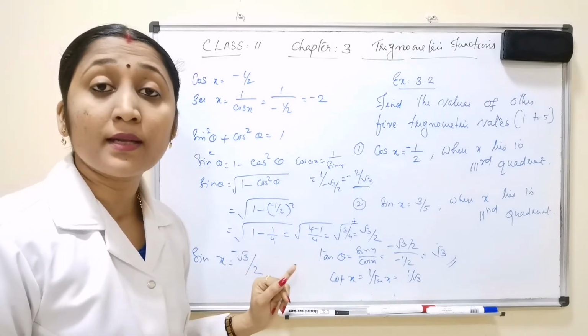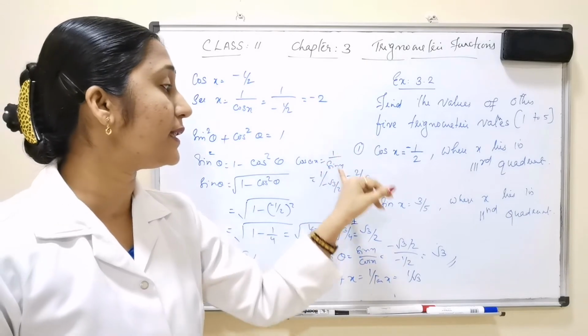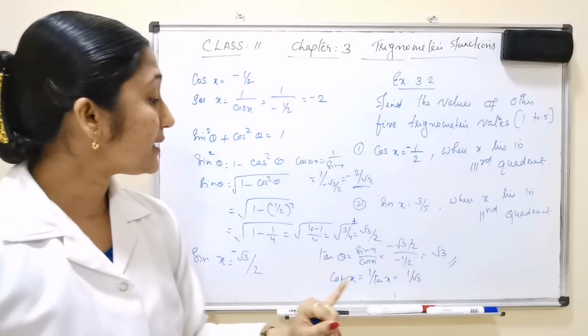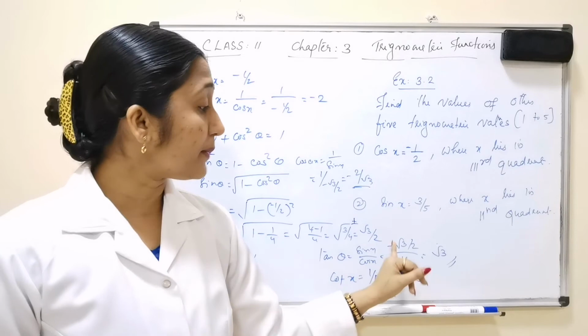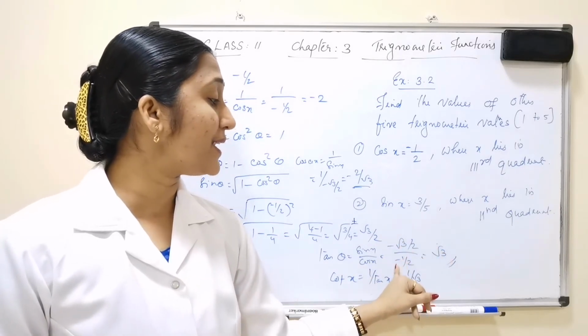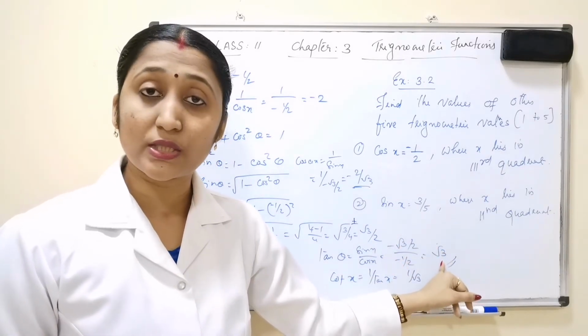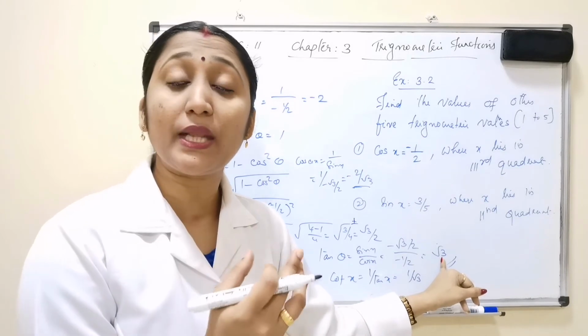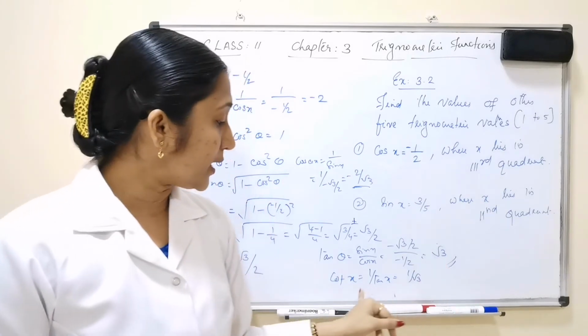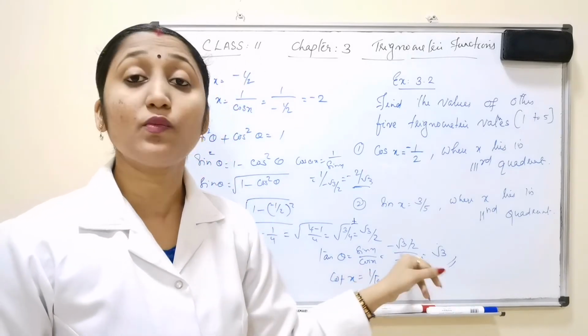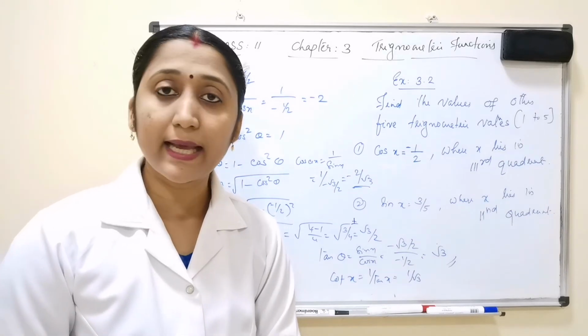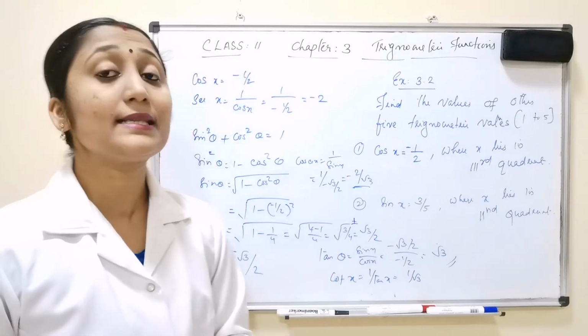If you got sine, what is cosec? Cosec is 1 by sin, that is minus 2 by 3. Next, tan is sine by cos. That means minus root 3 by 2 divided by minus 1 by 2, it will be positive. Tan and cot will be positive in the third quadrant. Then cot theta equals 1 by tan, that is 1 by root 3. Is it clear? Next we are moving on to the second problem.